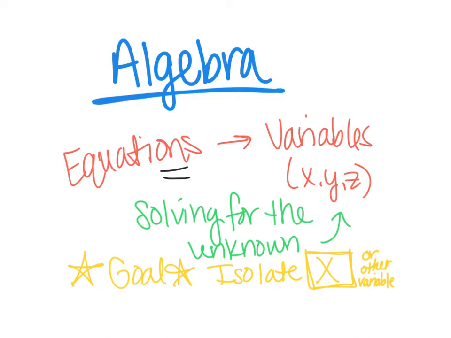They have variables, right? Your x, y, z. So far we've been just kind of talking about equations with x, but really any of our unknowns, we can use any letter for an unknown in an equation. And the goal for these is always to solve for that unknown value, okay? How we do that is by isolating the x or other variable that we're using. And that's the main goal when we're solving equations, okay?